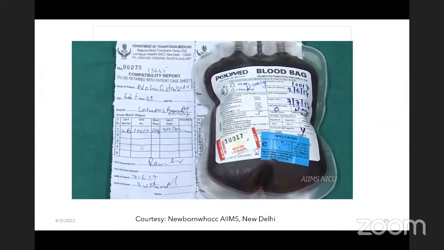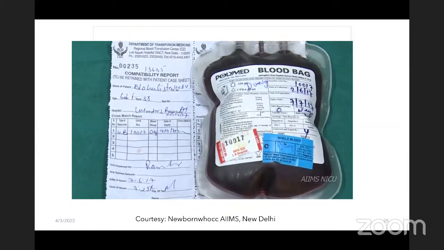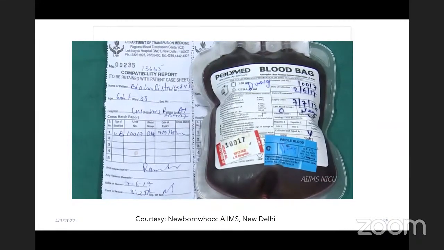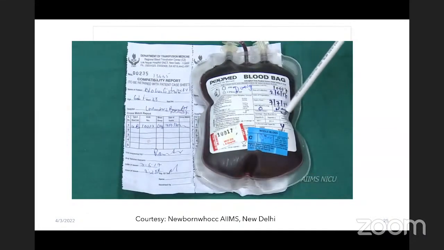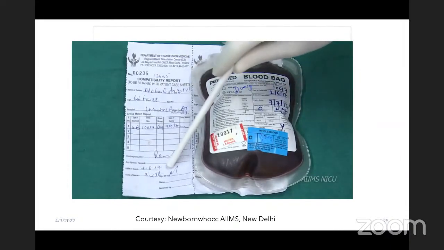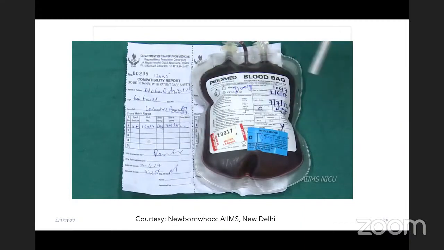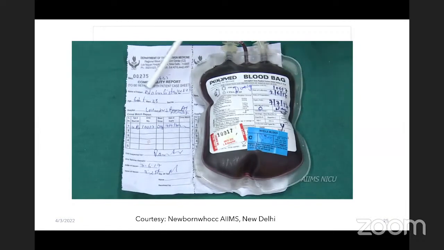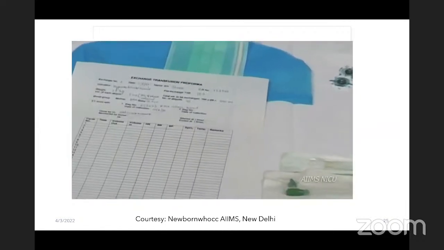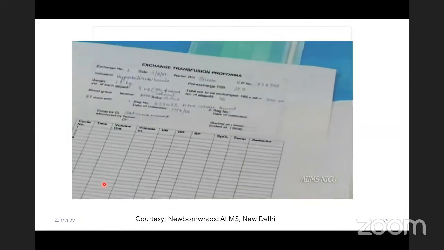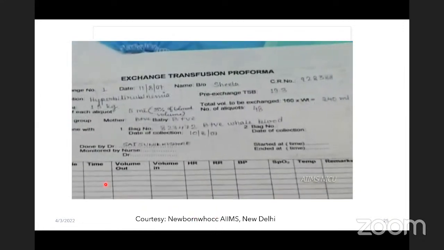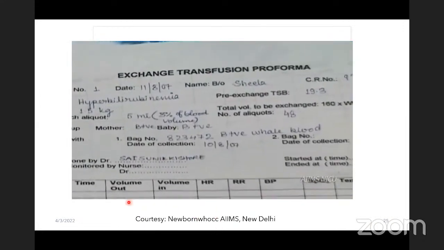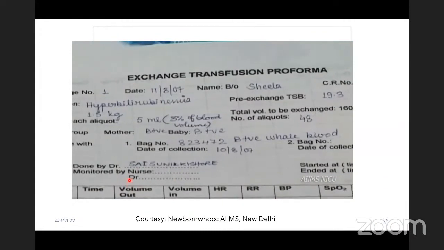Prior to starting exchange transfusion, the details of the blood to be exchanged should be checked thoroughly. One should check, is it the same blood group? What is the date of the blood? What is the date of issue of the bag? What is the blood bank number? And what is the baby's name? All the vitals of the baby should be recorded on a chart prior to initiation of exchange transfusion, and this chart is called the exchange transfusion chart.